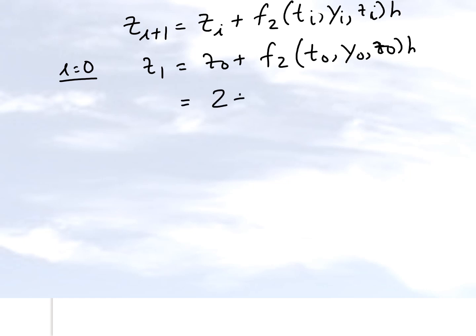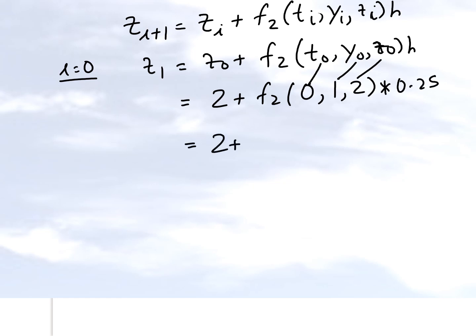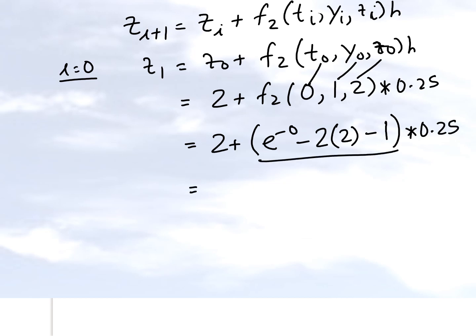And z naught is 2. The arguments are 0, 1, and 2 here because t naught is 0, y naught is 1, z naught is 2, and h, of course, is 0.25. Now we know what f2 is. F2 is given by e to the power minus t, which will be e to the power minus 0, minus 2z, which is 2 times 2, and minus y, which is 1, and times 0.25. So that's just coming from the expression for f2.